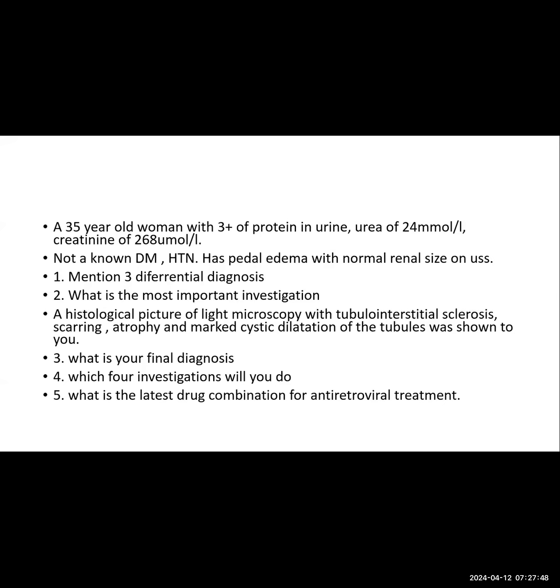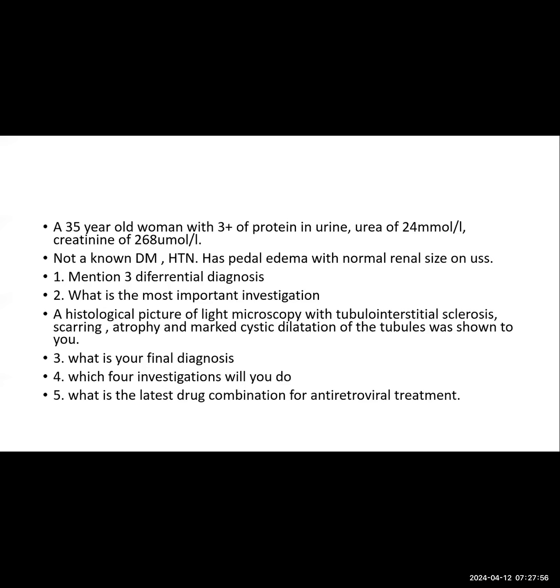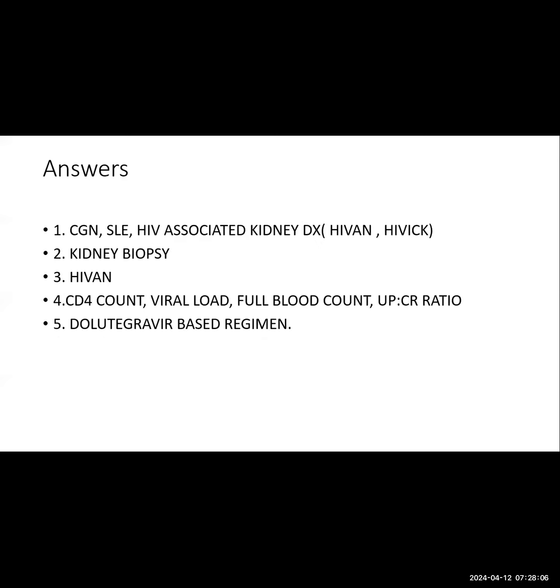The second question says, what is the most important investigation? A patient who is spilling this amount of protein in the urine with deranged urea and creatinine, the most important investigation will be a kidney biopsy. Then we're shown a histological picture of light microscopy with tubulointerstitial sclerosis, atrophy, and marked cystic dilatation. Those findings are in keeping with HIVAN.